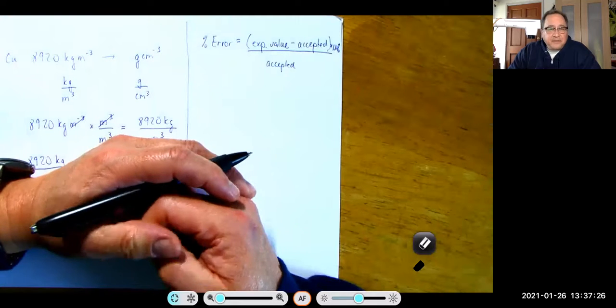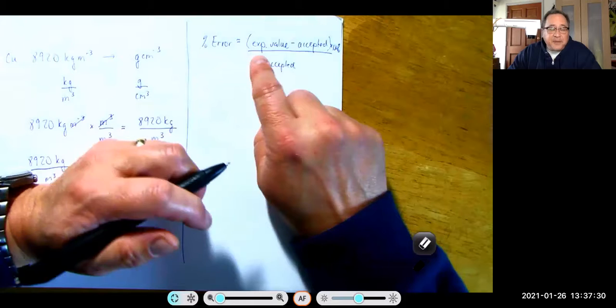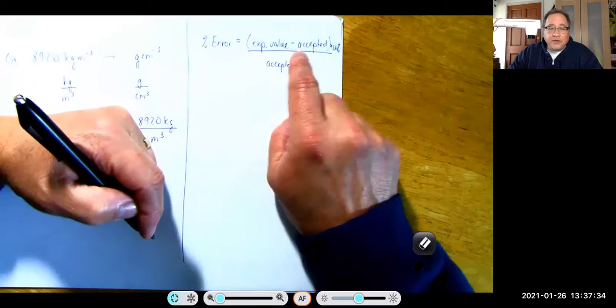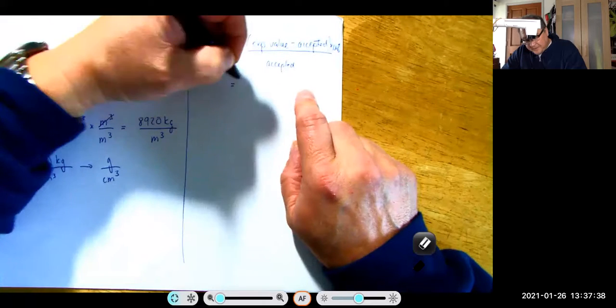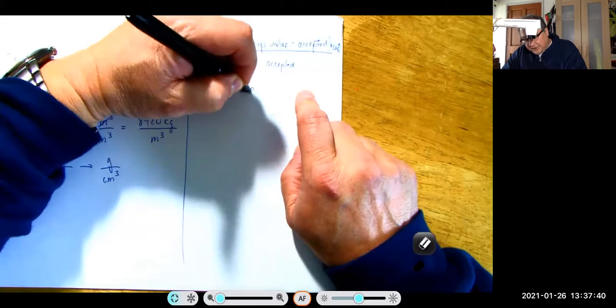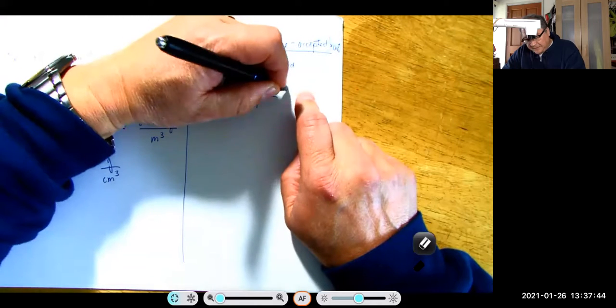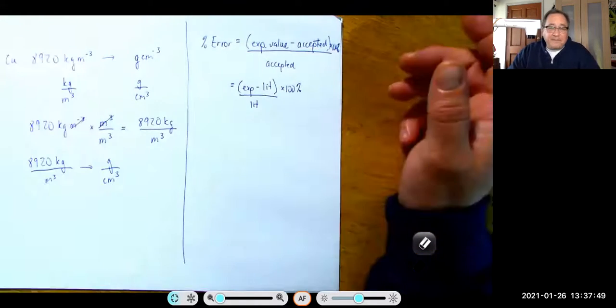Any questions about calculating percent error? So what does EXP mean? Your experimental value, the one you determine. This is the one you look up in the literature, and sometimes it's written this way: experimental minus literature over literature times 100%. It's also written this way: accepted. Literature just means the internet.